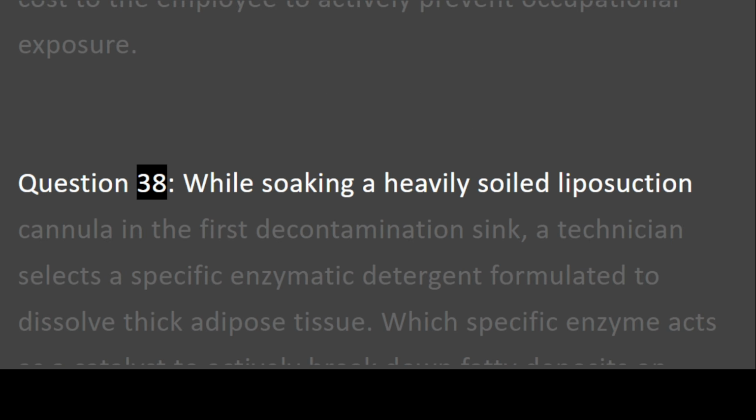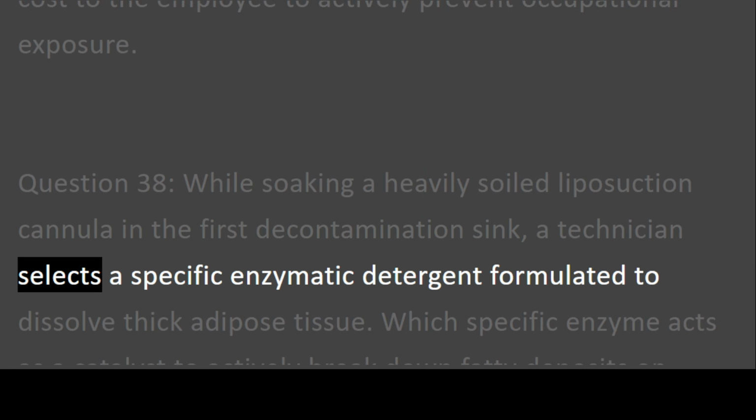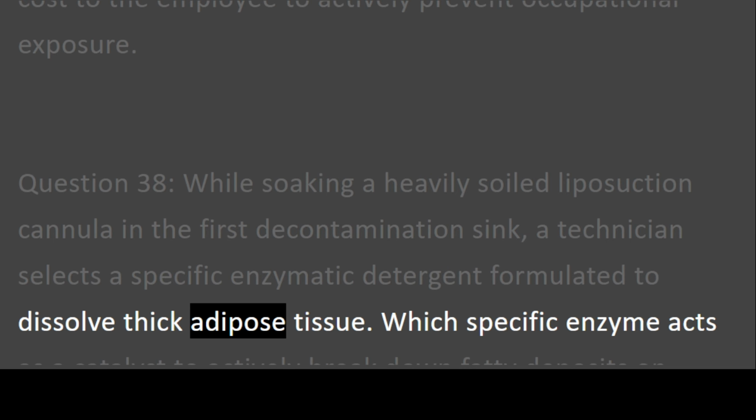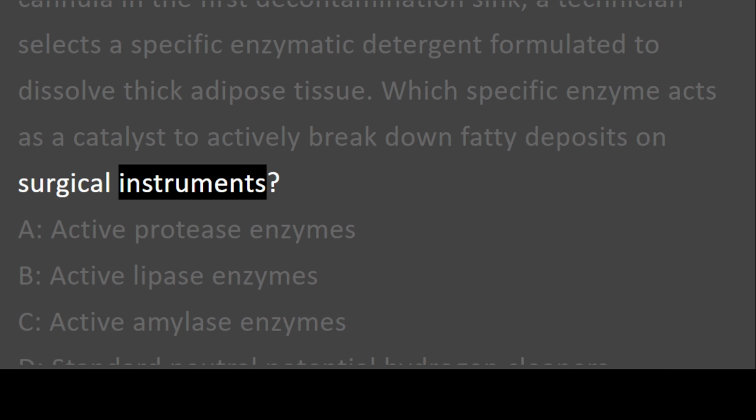Question 38. While soaking a heavily soiled liposuction cannula in the first decontamination sink, a technician selects a specific enzymatic detergent formulated to dissolve thick adipose tissue. Which specific enzyme acts as a catalyst to actively break down fatty deposits on surgical instruments?